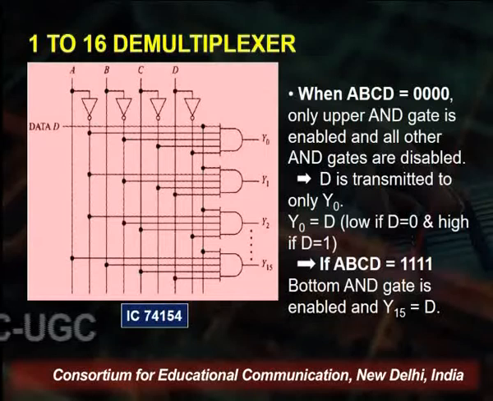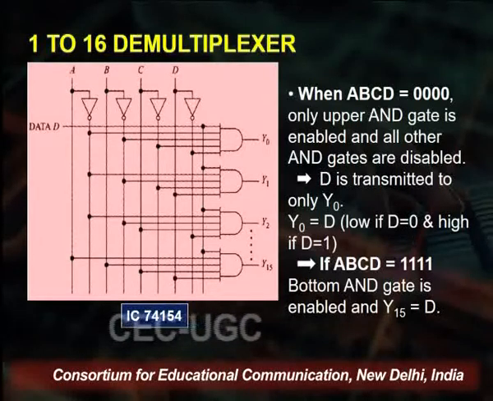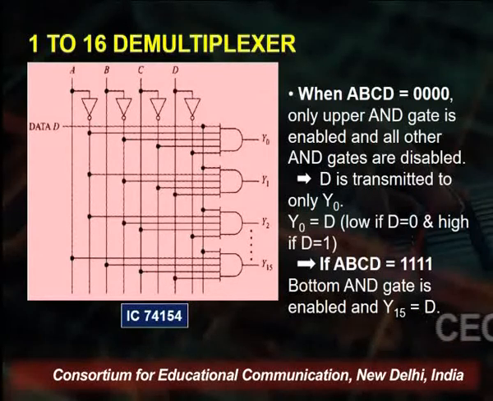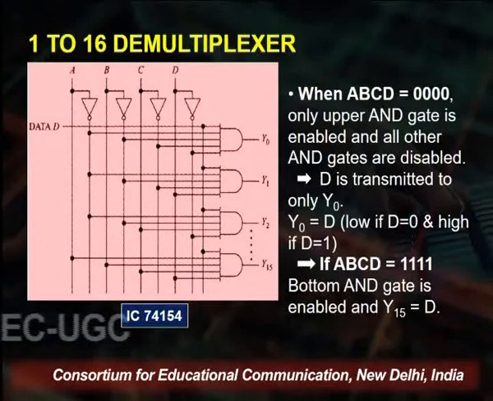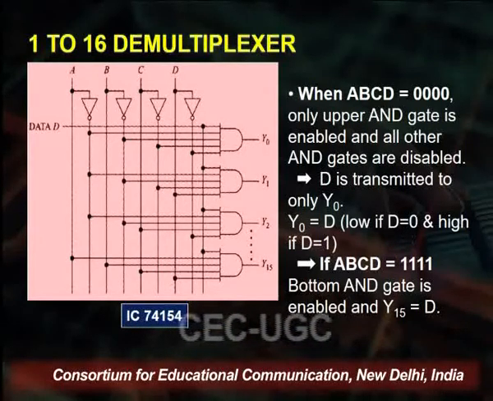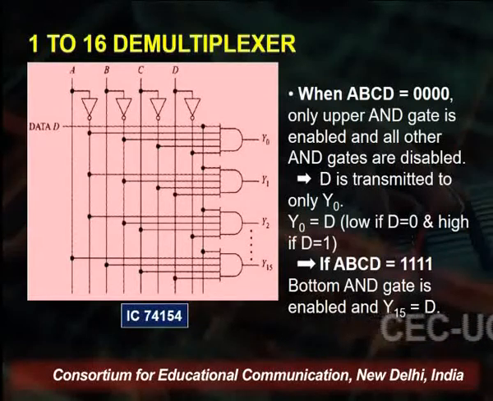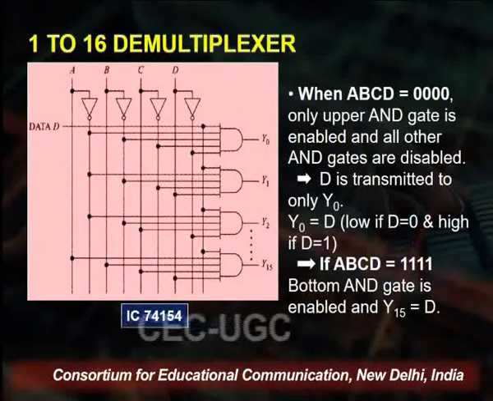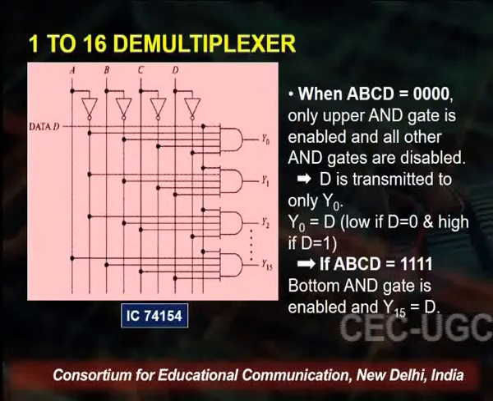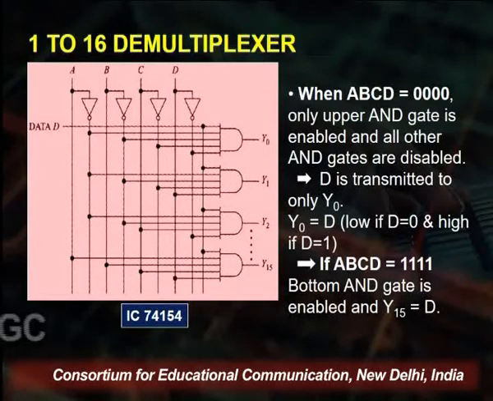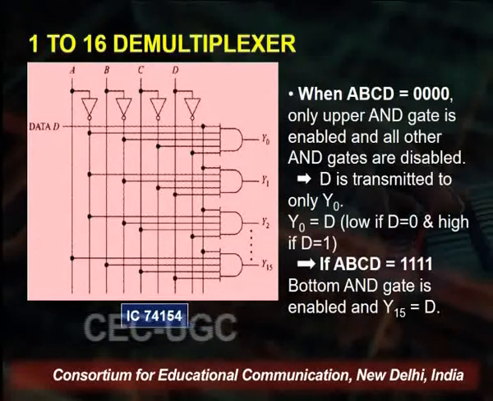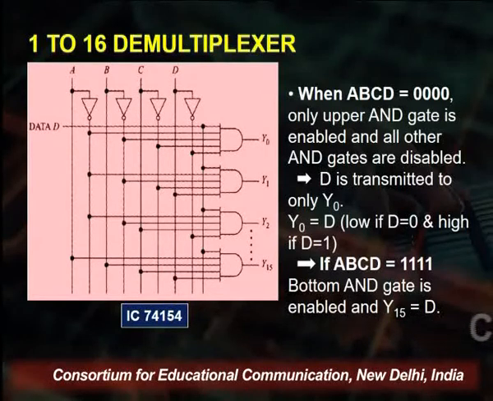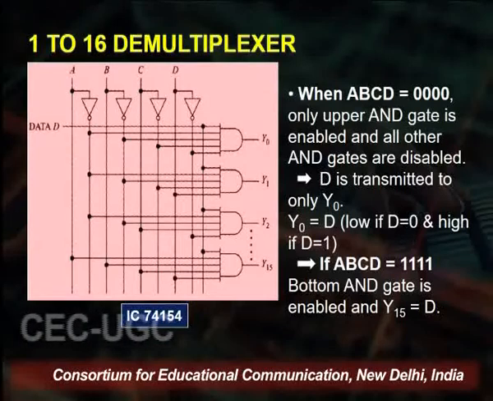Please mind that the first AND gate is marked as AND gate 0, data Y0. So typically, for ABCD combination of 1111, Y15 will have the data. For input combination 0001, Y1 will have the data. For input combination ABCD equal to 0000, Y0 will have the data. So I think this is pretty obvious that multiplexers and demultiplexers work together, complementing each other.